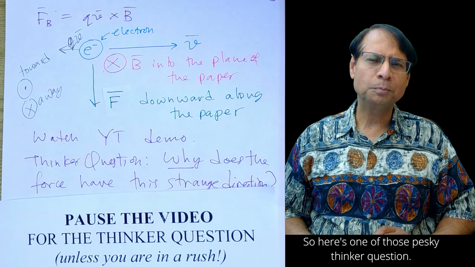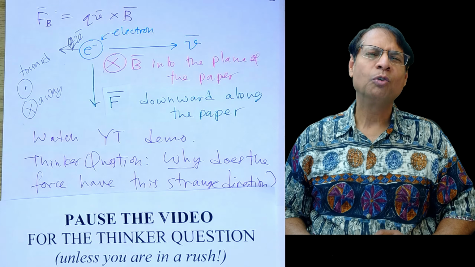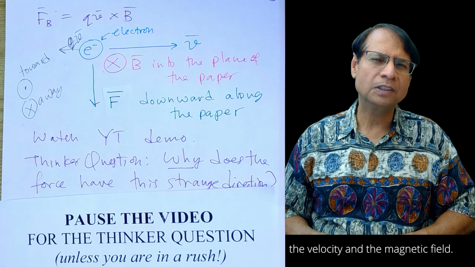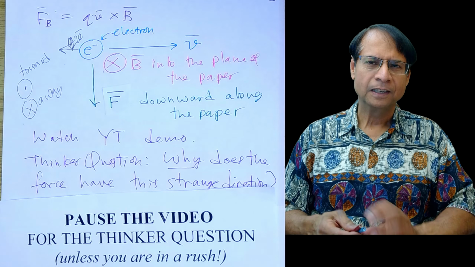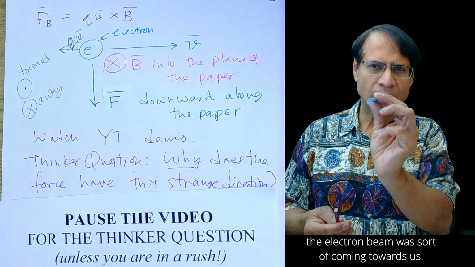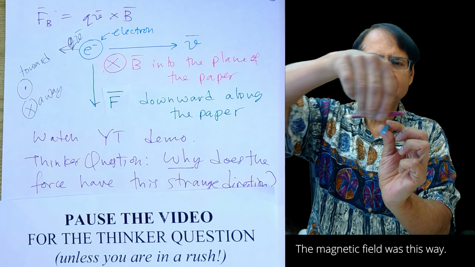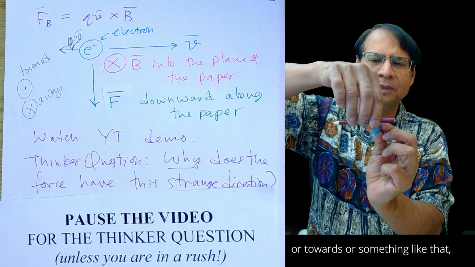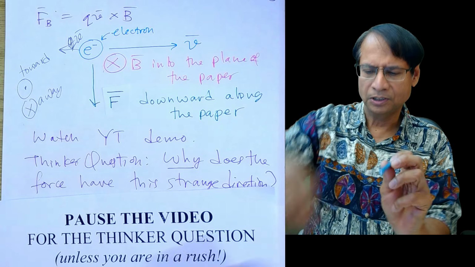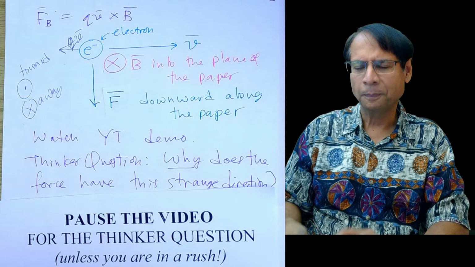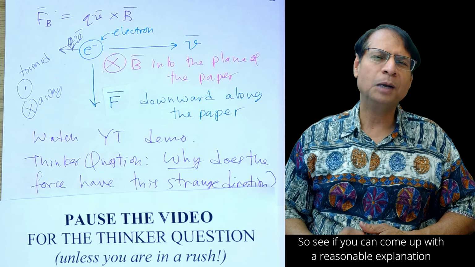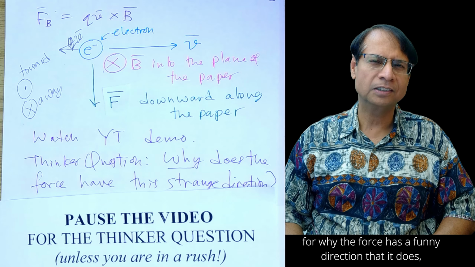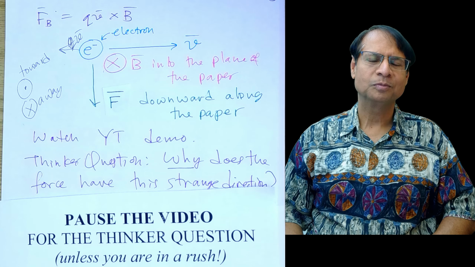So here's one of those pesky thinker questions. Why does this happen? You have the odd direction between the force, the velocity, and the magnetic field. In that demonstration, the electron beam was sort of coming towards us. The magnetic field was this way. So instead of pushing the electron beam away or towards, it gets pushed downward. So the force is perpendicular to both. See if you can come up with a reason or an explanation for why the force has the funny direction that it does, perpendicular to both.